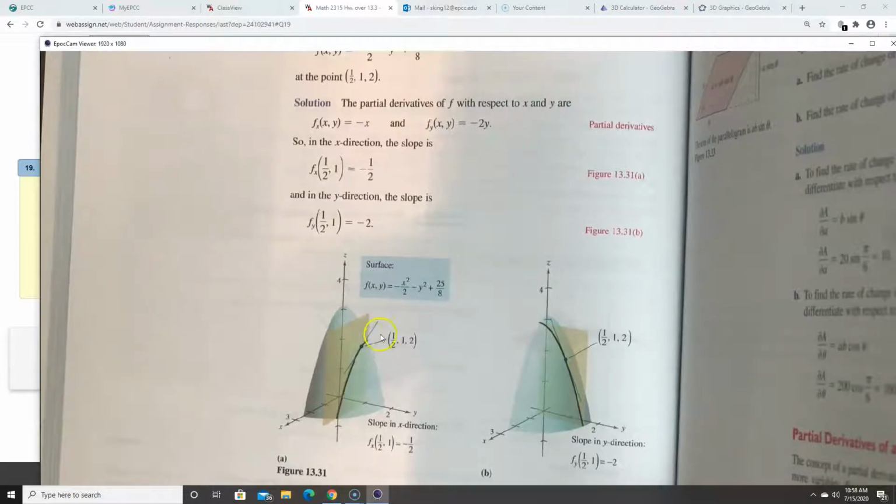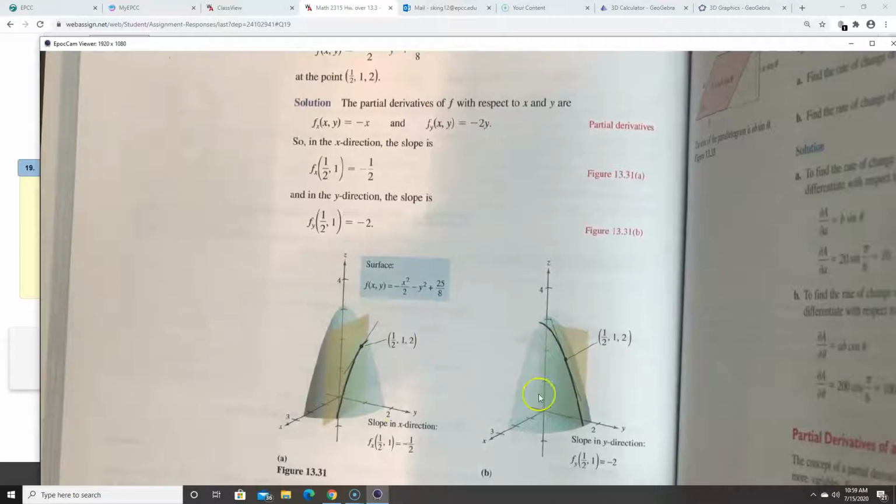You intersect the surface with a plane, the plane is a vertical plane, and when it cuts through, you get this curve. Then the slope at this point on the surface in the direction of the x-axis is the slope of this tangent line in the direction of the x-axis, and that's the negative 1/2. And here, it's in the direction of the way the y-axis moves.